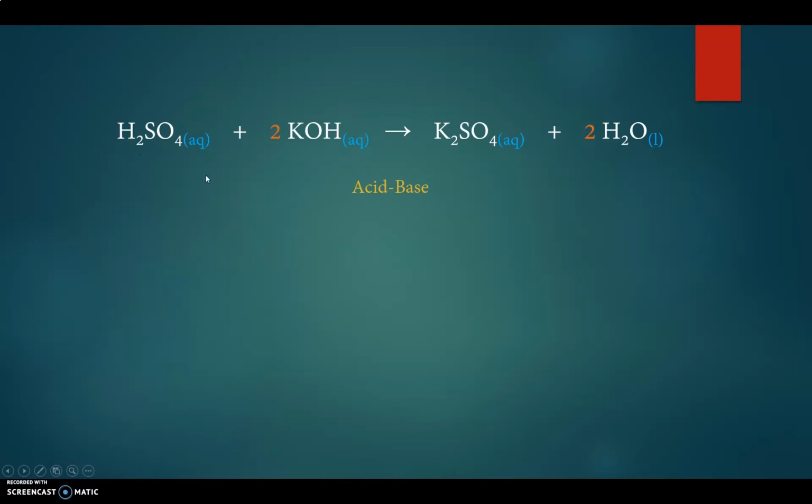To balance acid-base reactions is pretty simple. Just make sure the H's and the OH's and the H2O's are all equal. So with 2 H's, we'll need 2 KOH, and we'll get 2 H2O. Acids, of course, are always aqueous. Potassium compounds are always aqueous. And again, potassium means this one's aqueous, and water, of course, will be liquid.